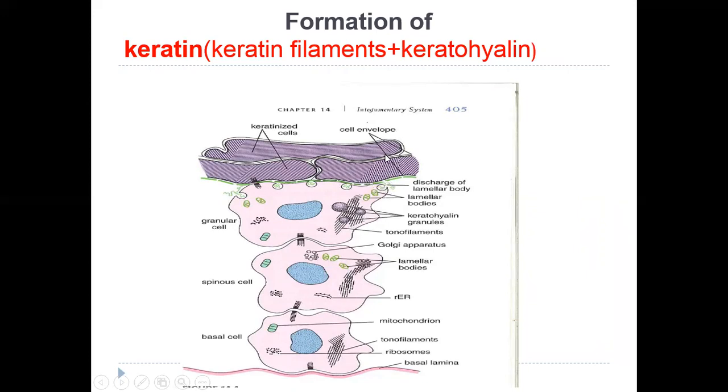So the stratum corneum is the keratin layer. So keratin includes keratin filaments and the keratohyalin granules. Whatever contents are in the keratohyalin granules will be discharged along with the dead cells and also the tonofilaments, which form the structural framework of the cell. All of this together forms a thick layer on the top of the skin, that is the keratin layer.